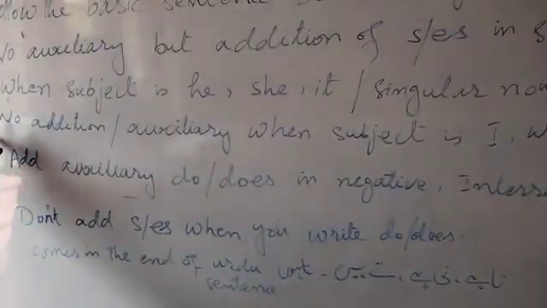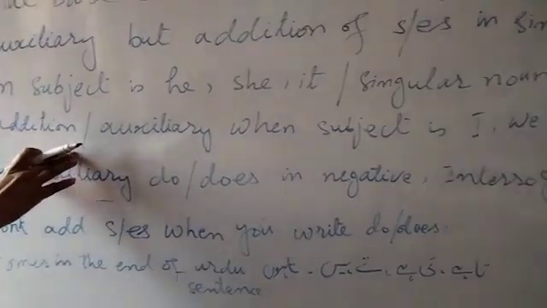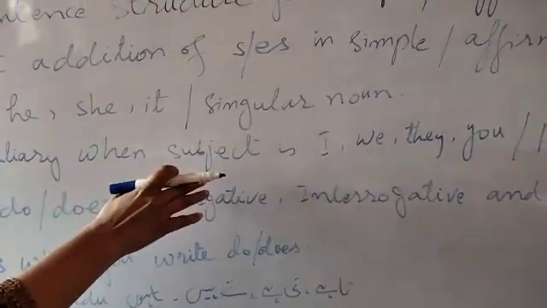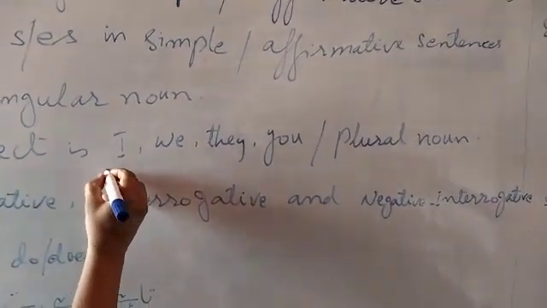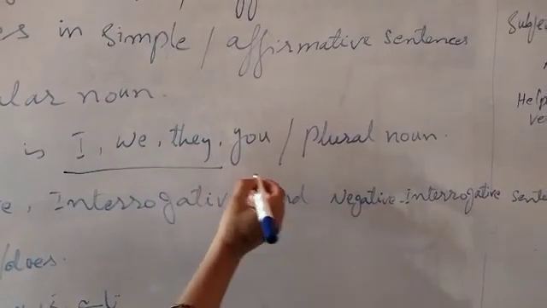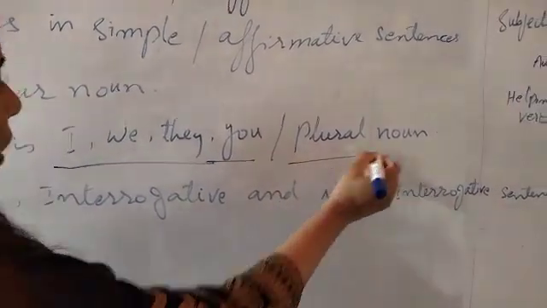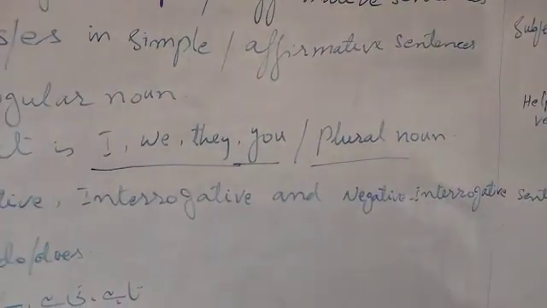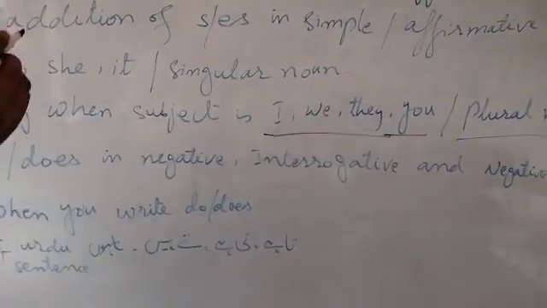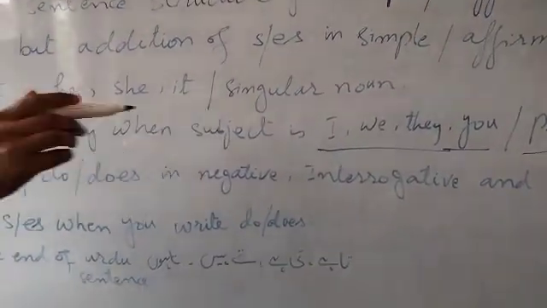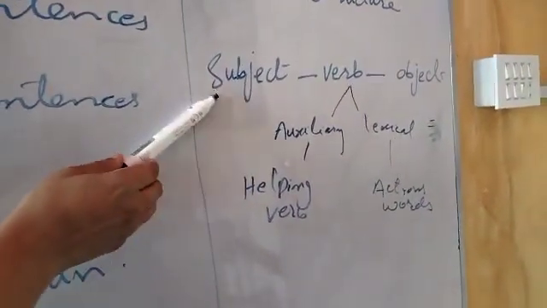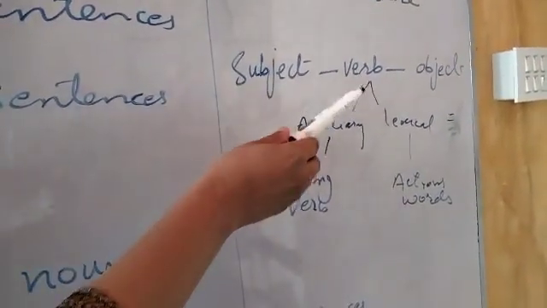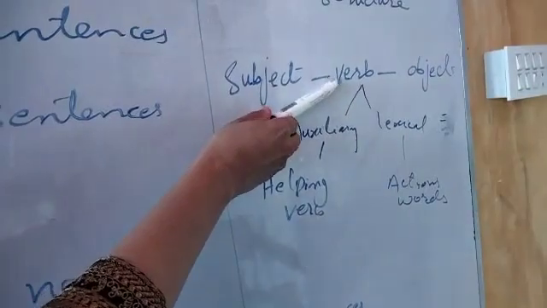Point number 4, which I have written: no addition or auxiliary when the subject is I, we, they, you or a plural noun. Means if you have the subject of any of these pronouns or a plural noun, then you don't need to do any addition of s or es. Simply follow subject, verb, object. Means subject here I, we, they, you or plural noun, and here only your action word, and then object.